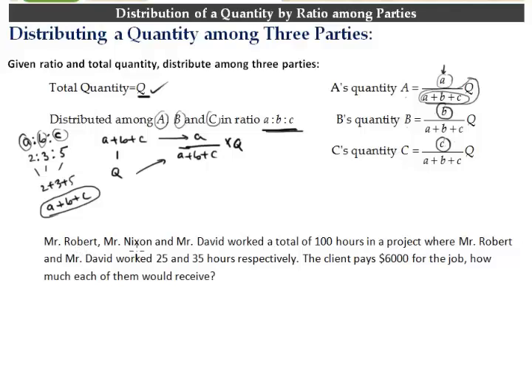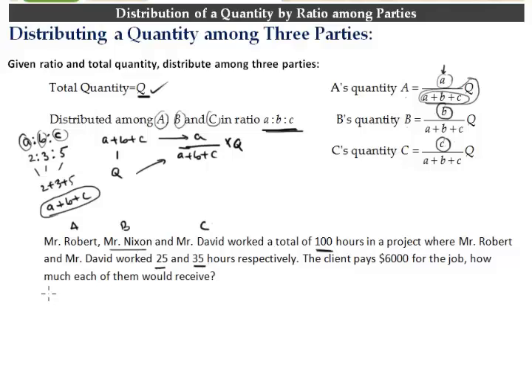Mr. Robert, Mr. Nixon and Mr. David. So Mr. Robert is A, Mr. Nixon is B, Mr. David is C. They worked a total of 100 hours on the project, where Mr. Robert worked 25 hours and Mr. David worked 35 hours. So A is 25 and Mr. David is C, so 35. We don't know Mr. Nixon's hours, but we know the total hours.